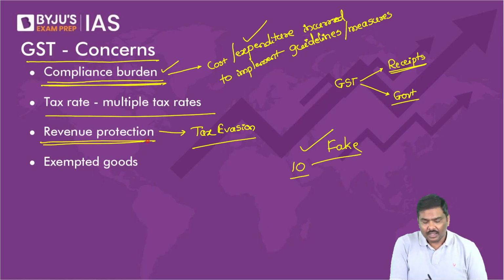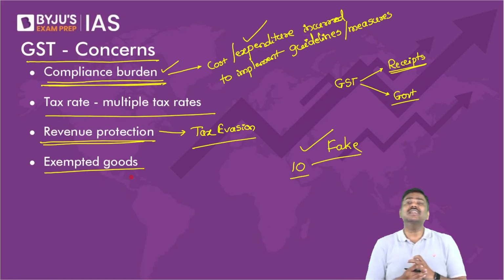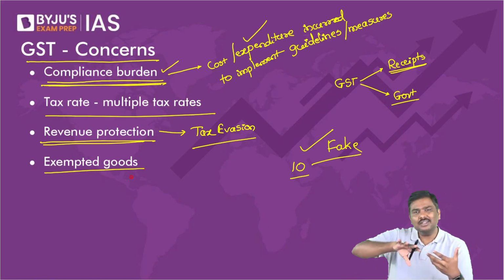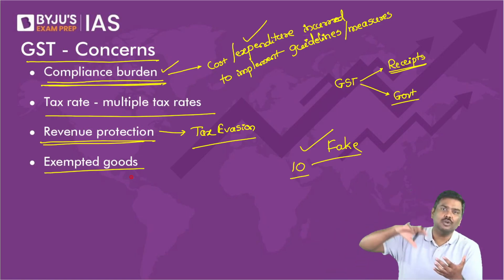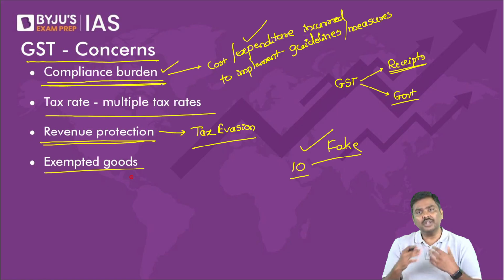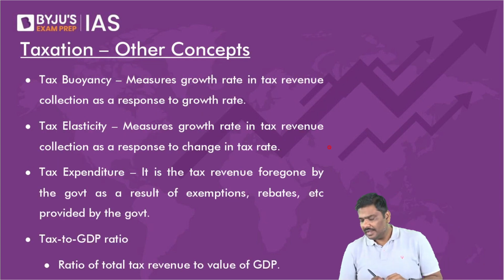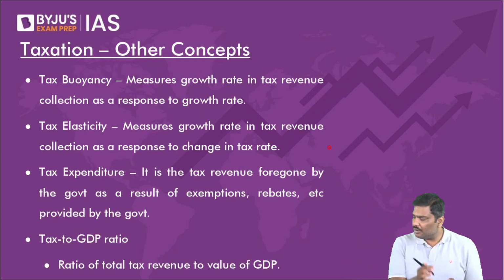And finally, there are also certain exempted goods. We cannot have a GST and certain goods which are out of GST. We will have to bring these exempted goods under GST so that we can achieve the objective of one nation, one indirect tax. Any problem here?